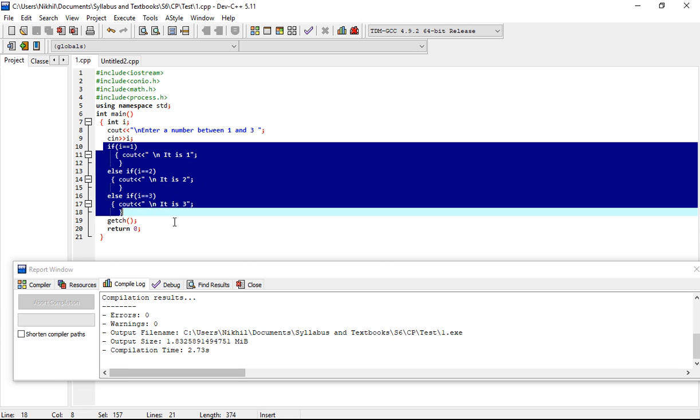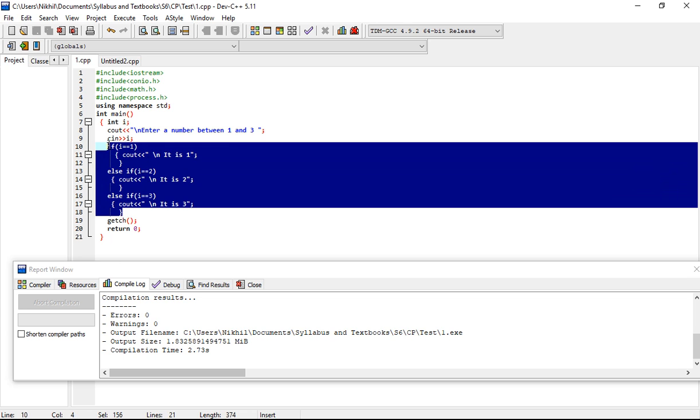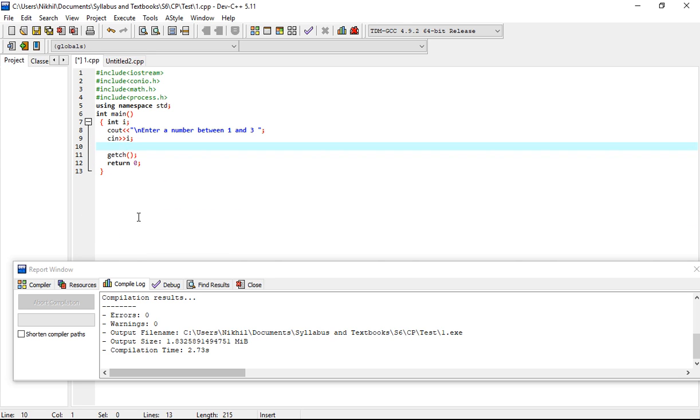Now if there are like 7 or 8 conditions, we'll have to give if else until the 8th condition is written, and that can be very discomforting to look at, or very tiresome and boring to type, and it will take up a lot of space in C++ coding. So to avoid this, we make use of a switch.